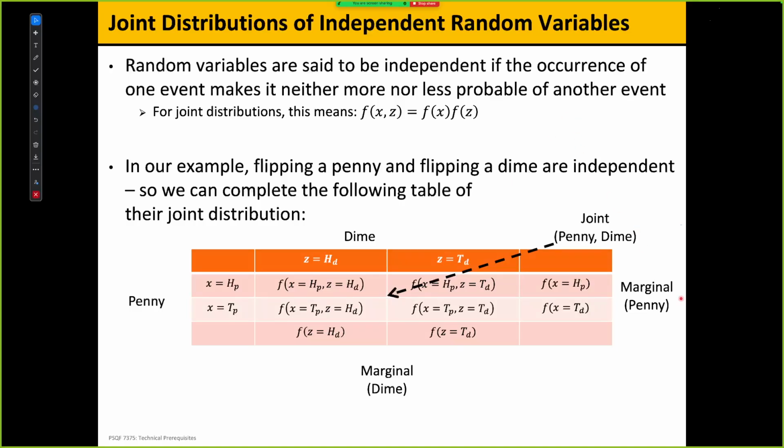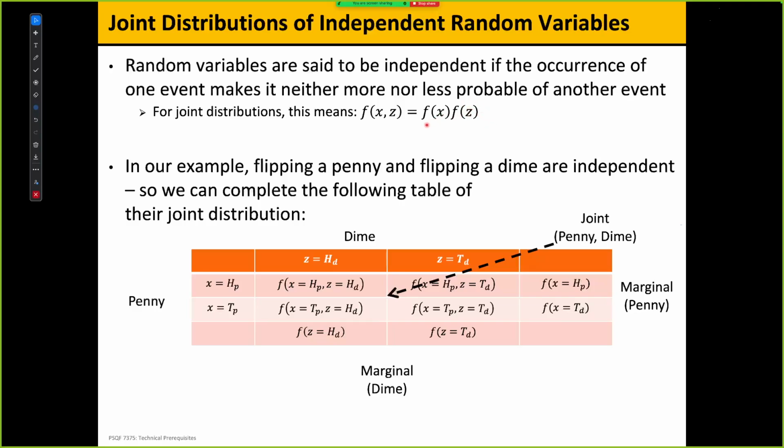Let's see here. So this is the joint distribution of independent random variables. This is the example with discrete variables here. Random variables are said to be independent if the occurrence of one event makes it neither more nor less probable for the occurrence of another event. So mathematically, that means we can express the joint distribution of x and z as the product of the marginal distribution of x times the marginal distribution of z.